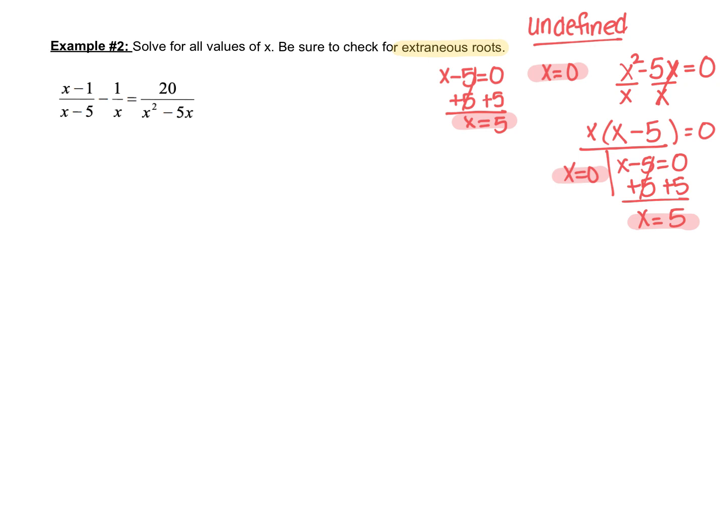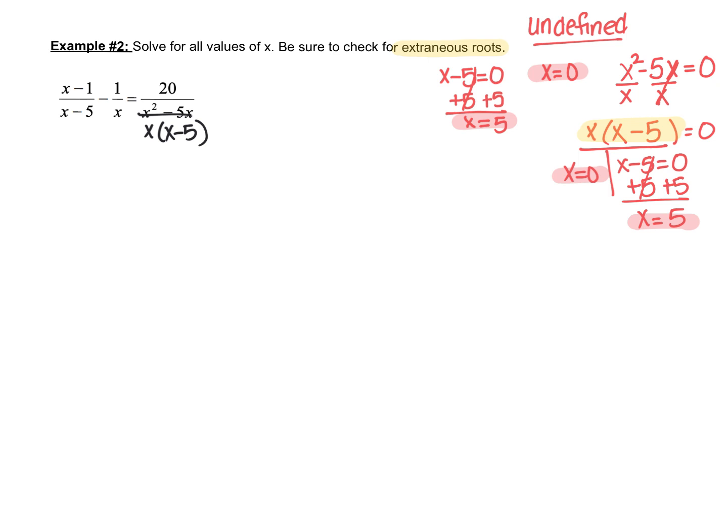So let's now solve the problem. The first step from the previous page said factor any of the denominators. So I can't factor this one, can't factor this one, but this one I can. And I kind of just did it over here, right? These factors are x times x minus 5. So I'm going to cross this off and write x times x minus 5.